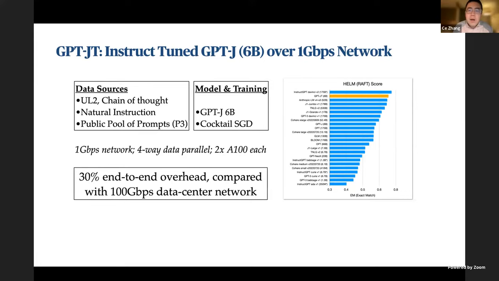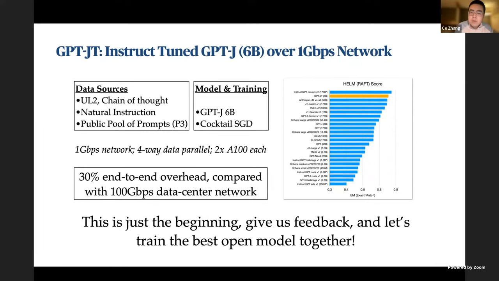I think we are going to have a much better model owned by the community. So again, this is just the beginning. Please give us feedback. The model is open, it's on Hugging Face, right? So please play with it and actually give us feedback.